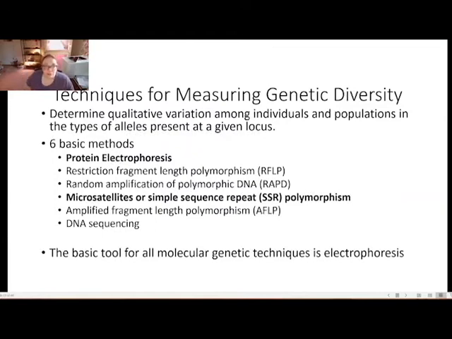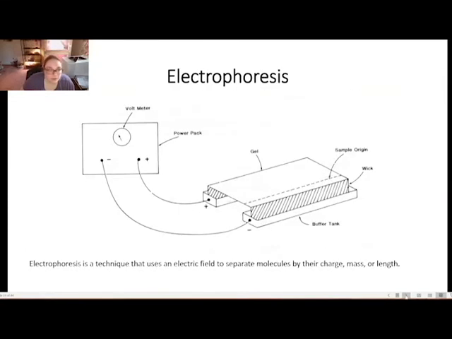The basic tool for all of these techniques is called electrophoresis. Electrophoresis starts by placing purified proteins or DNA molecules obtained from different individuals into separate little wells. You put them into each of these little wells on each sample, and they're on a gel like agarose or something like that. There are multiple different types of gels. So they're sitting on a gel.